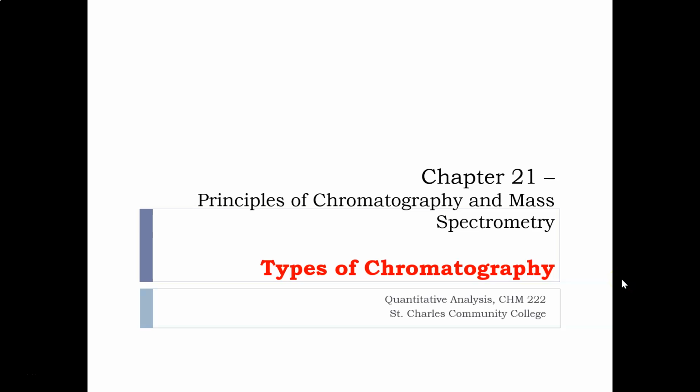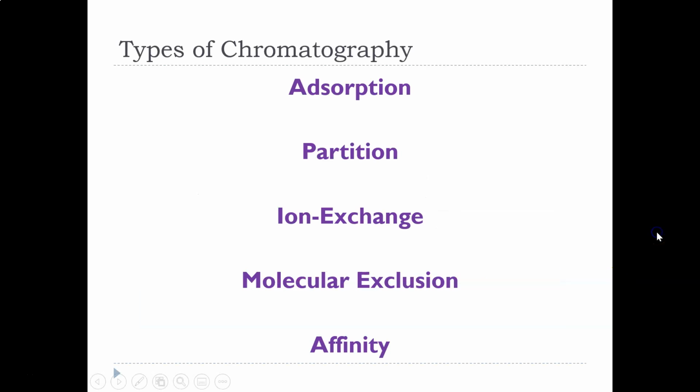So in the first video, we talked about the stationary phase and the mobile phase. What we're going to look at now are more specifically 5 different types of chromatography, so more details on how this happens. So these are the 5 types. We're going to go through them one at a time. So starting at adsorption chromatography.